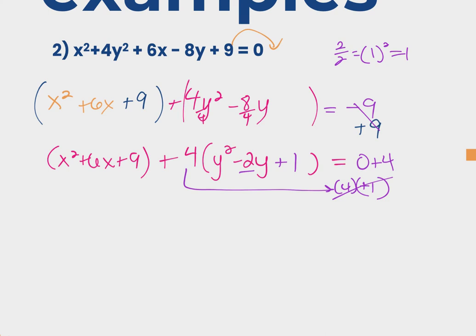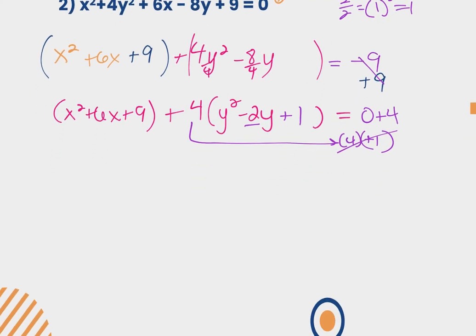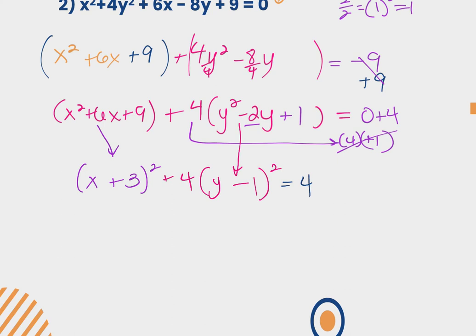So now I have two perfect square trinomials. I'm going to factor them both. Square root of x squared, it's x. Square root of 9, it's 3. Take the sign from the middle here, it's plus. Put it in the parentheses and square it. Plus 4, square root of the y squared, it's y. Square root of the 1, it's 1. Take the sign from the middle, it's minus. Put it in parentheses, square it. Equals negative 9 plus 4 plus 9, which is 4.